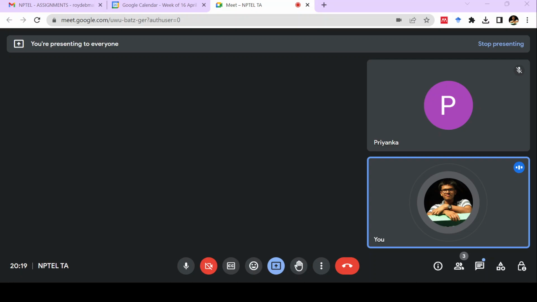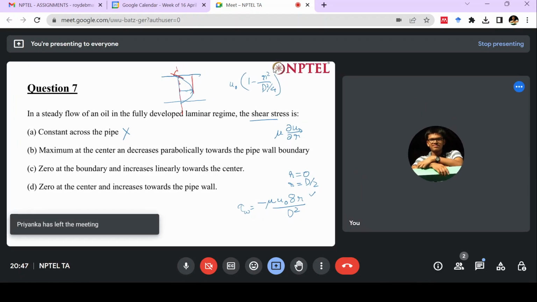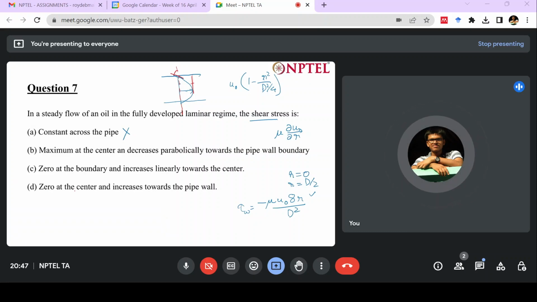So which of these options is correct? Among these four options, which is correct? So option D is correct because it is zero at center, maximum towards the wall.